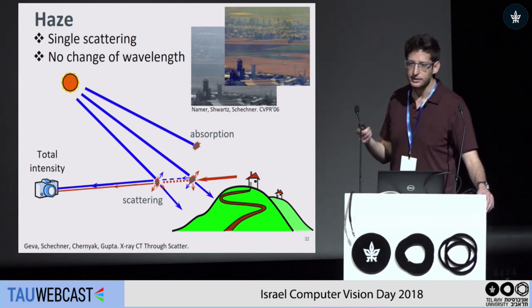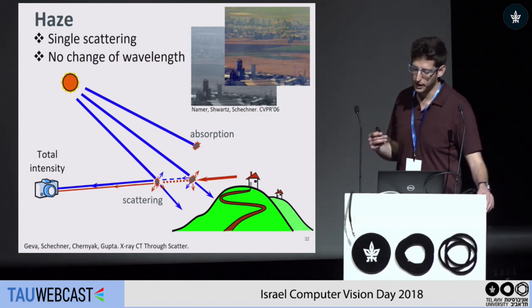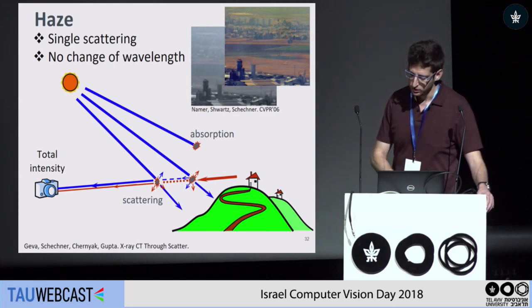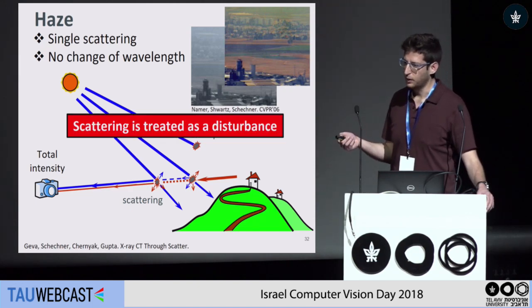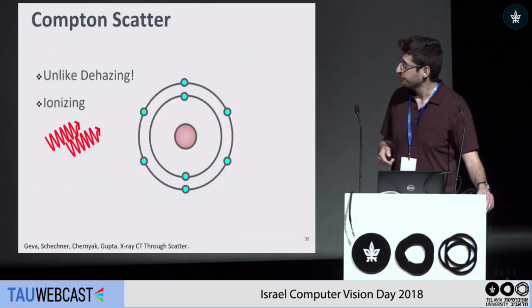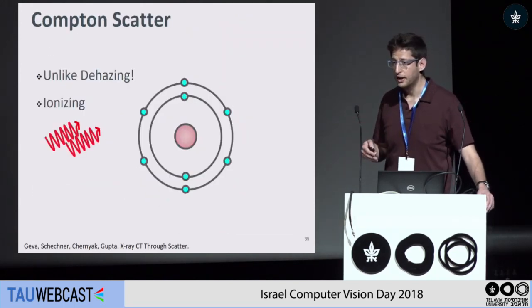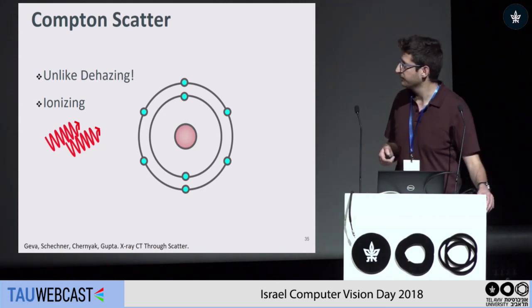For example, in haze, in our model, scattering is not elastic, which means that the photon can change its wavelength. And most importantly, the dehazing model treats scattering as a disturbance, while we use it as a source of information. So as I mentioned before, we also have inelastic scattering, and this is called Compton scattering.